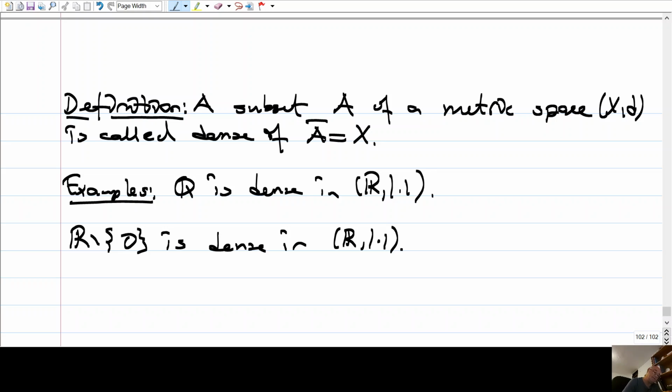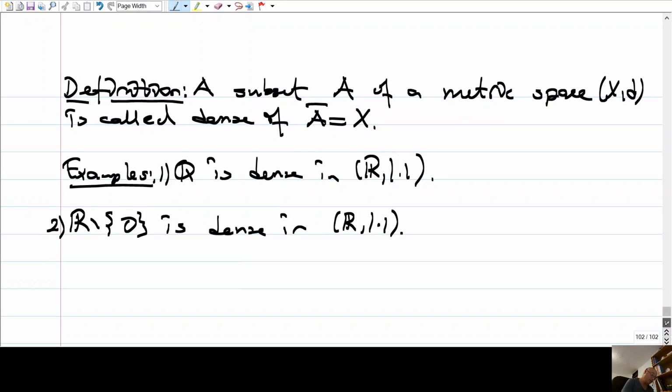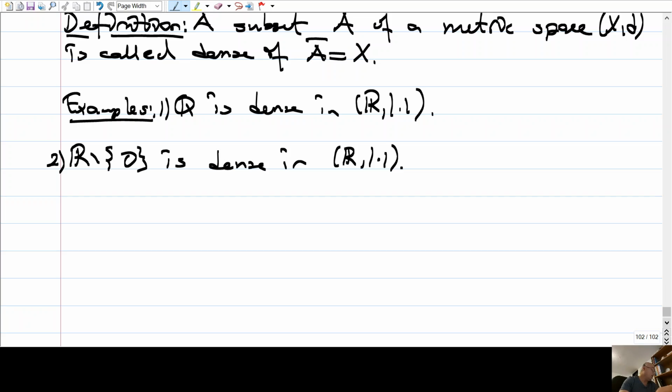Yeah, that's it for now. Two examples. Rational numbers, sorry, irrational numbers are also dense and so on. Okay. Here is a proposition which relates dense sets with continuous functions.